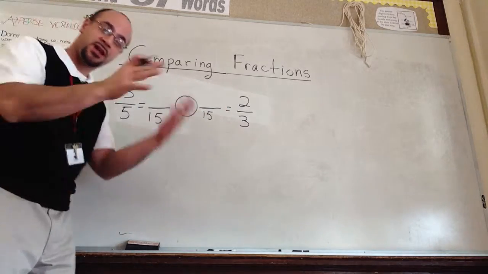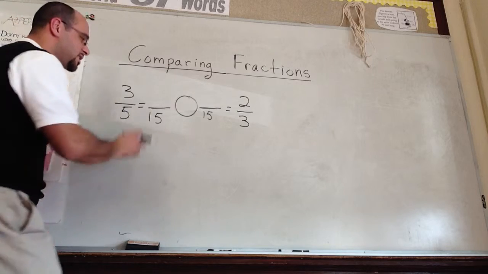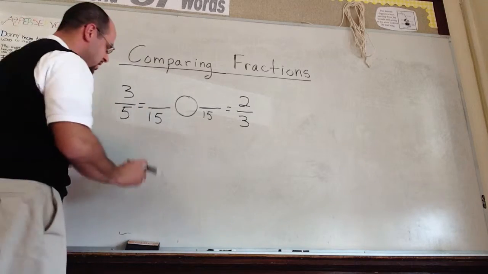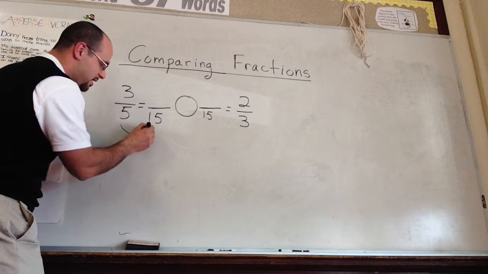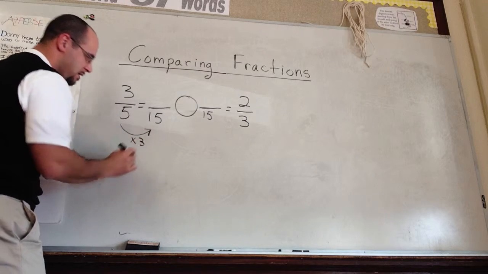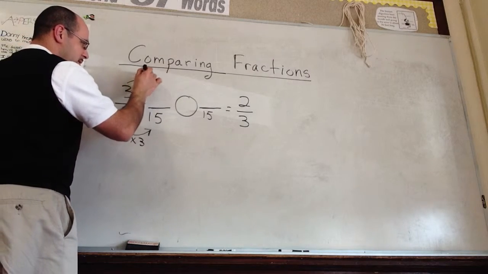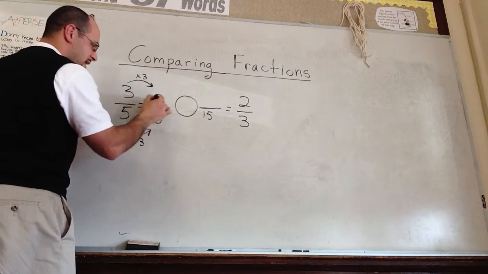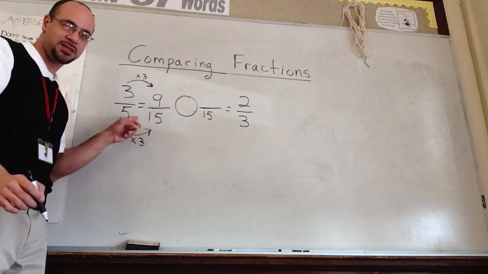So now, going back to our equivalent fractions, you know if you've done something to the bottom, you've got to do the same thing to the top. So how did I go from 5 to 15? I multiplied by 3. So that means I have to multiply by 3 up here. 3 times 3 is 9. So this new fraction, instead of 3/5, is 9/15.